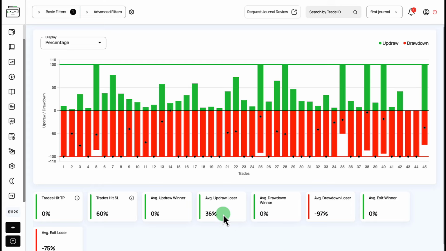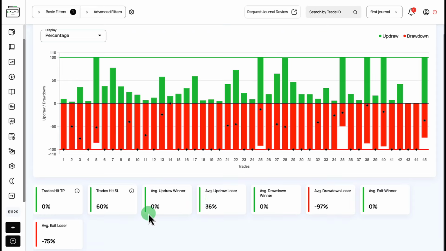We can confirm that the average updraw of losing trades, which corresponds to the green part, is 36%. So on average, the price moves only a third towards his take profit on his losers. At the same time, he is also quite good at exiting his losing trades. He's exiting his losers at 75% towards his stop loss, which is somewhere here. But on average, the drawdown is 97%. On almost all of his trades, the drawdown, the big red bar, is hitting the stop loss area. So if the trader did not exit his losers ahead of the stop loss, he would have lost more. The trader is very good at cutting his losses.